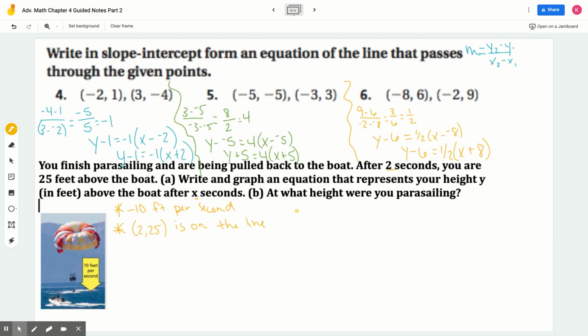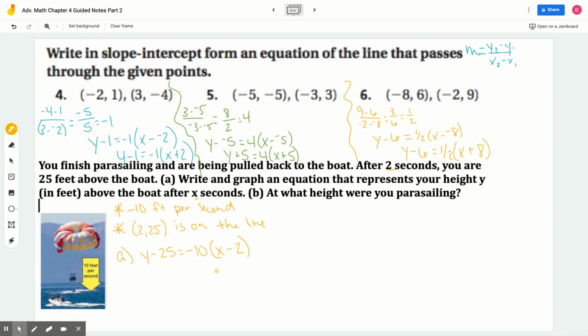So for the first part, part A, we need to write and graph the equation that represents your height in feet above the boat after x seconds. So we're talking about point-slope form. So we need this to be in point-slope form. We can start with y minus y1 is equal to our slope. It's the change per unit. So going down 10 feet per second, negative 10 is our slope. For each unit of time, we're going down 10 feet, times x minus x1.